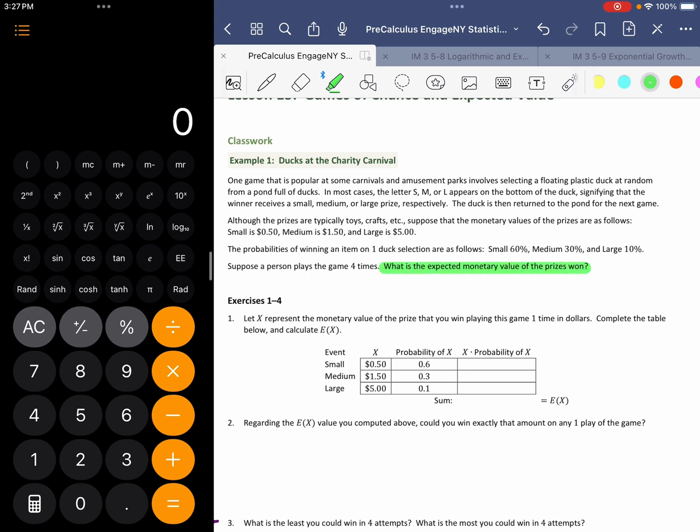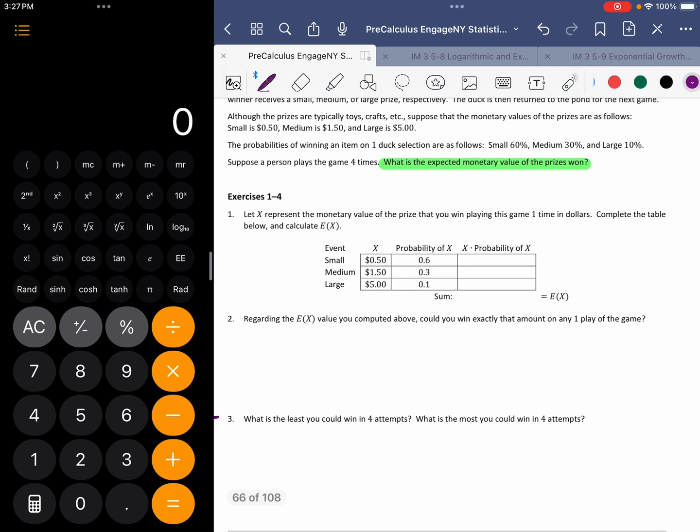We're going to work through this in a couple of different steps and just kind of see where we go from there. So let's say that capital X is our variable. It's our discrete random variable. It's representing the monetary value of the prize that you win playing this game one time in dollars. And we're going to complete the table below and calculate the expected value of X.